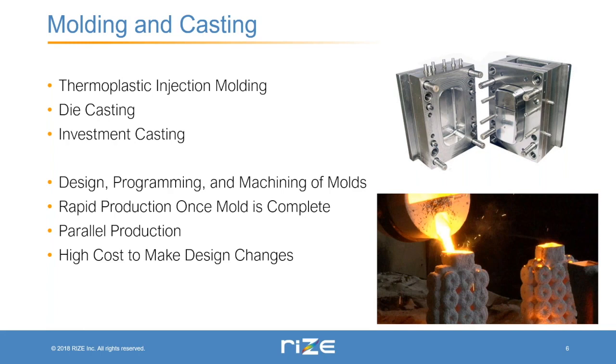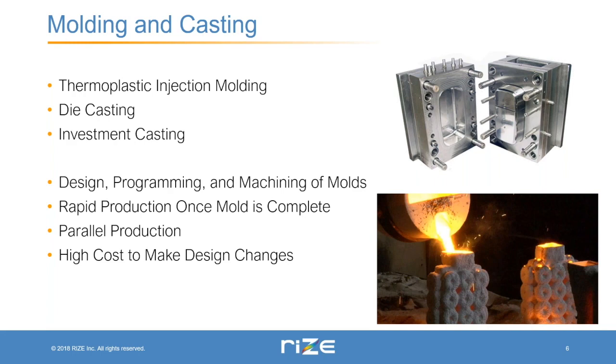Now, once that mold is completed, you can then start using it to produce parts very rapidly, and each mold that you create will be able to run its own channel of producing parts. And also, if you really need a lot of volume, then you can even make a mold that is capable of producing multiple parts at once. This gives you the ability to scale your production even further using parallel production.